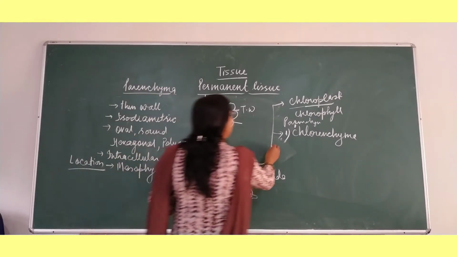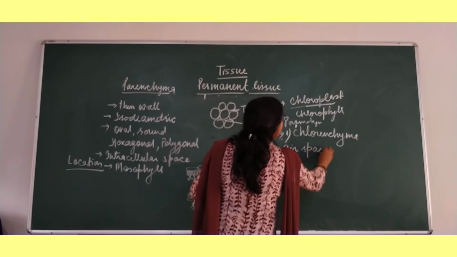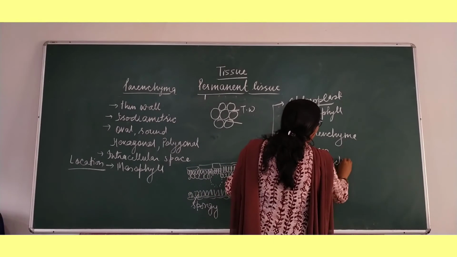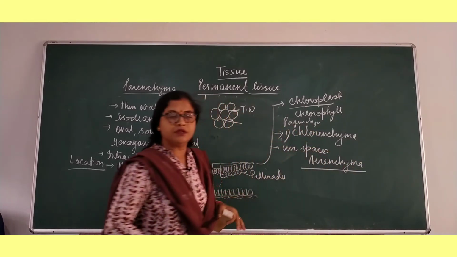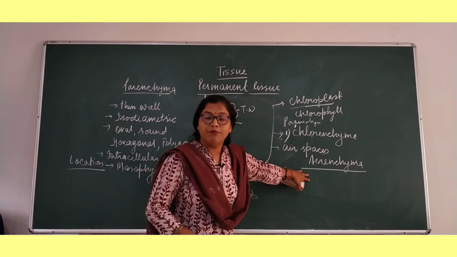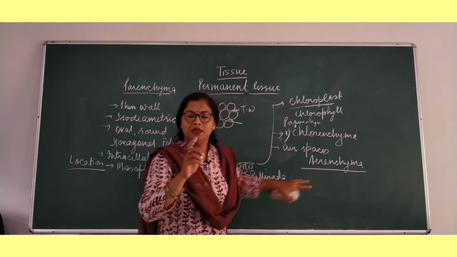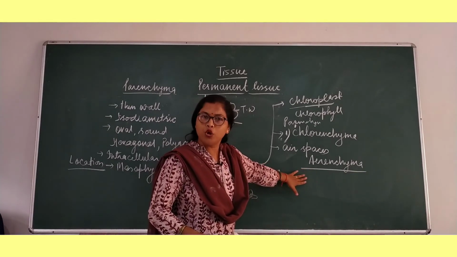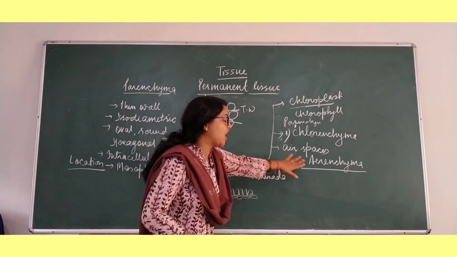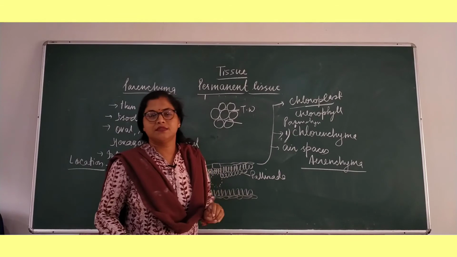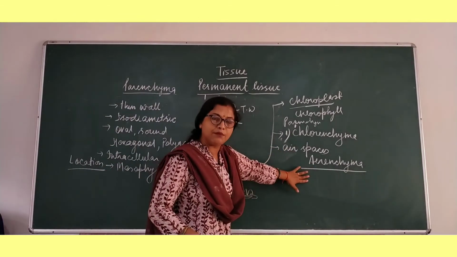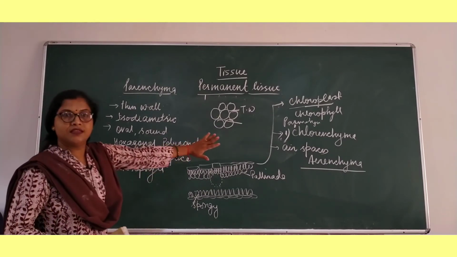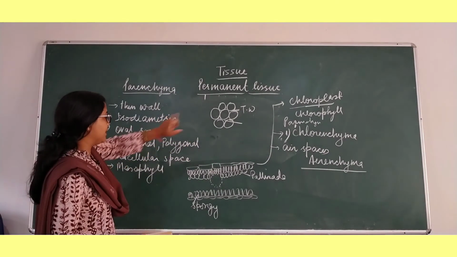In some parenchymatous cells, air spaces are there. Such parenchyma which has air spaces is called aerenchyma. Its function is to provide buoyancy. Buoyancy means floating capability. In those plants and parts where aerenchyma is there, they can float in the water. Such aerenchyma is found in aquatic plants. So these are their locations. As I told you, parenchyma is of two types, chlorenchyma and aerenchyma.